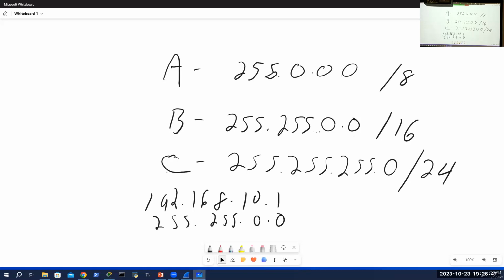It could be 27 though, or? Yeah, we'll see that it could be 25, 26, 27 when we start subnetting. Yep.